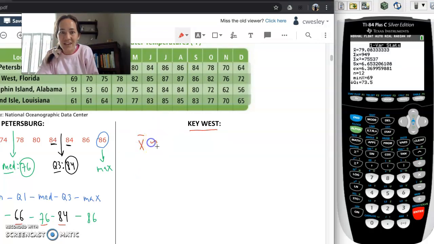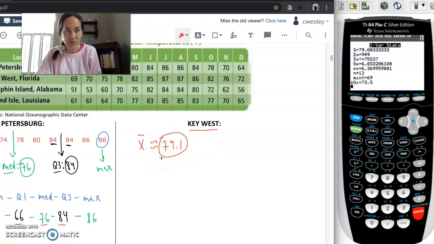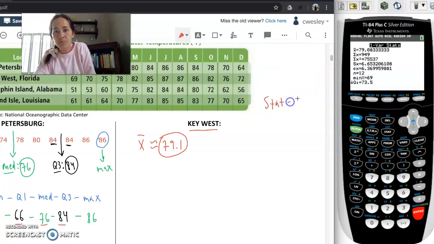There's your average. It's about 79.1. So it's taking the guessing game out of the average of a list. Use this to your advantage. If I ever ask you to find the average of a set of numbers, you can remember stat on the calculator, the calc key, and then 1 variable statistics is going to get you this awesome list.